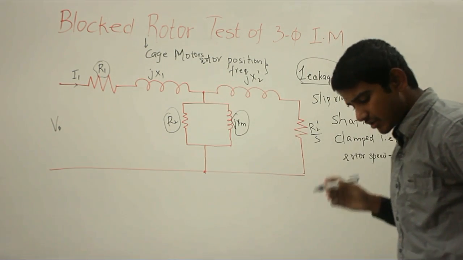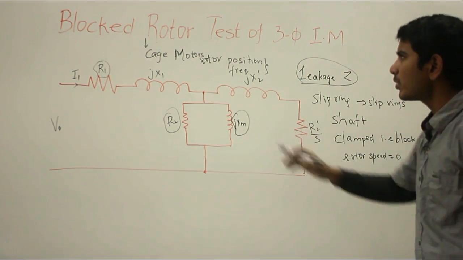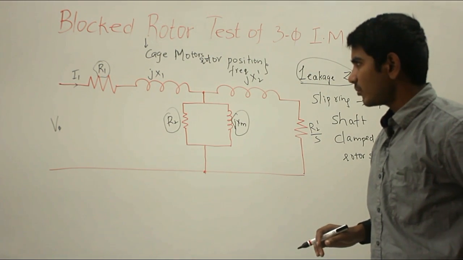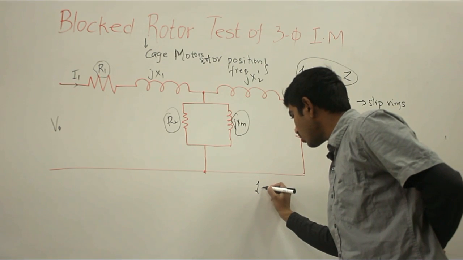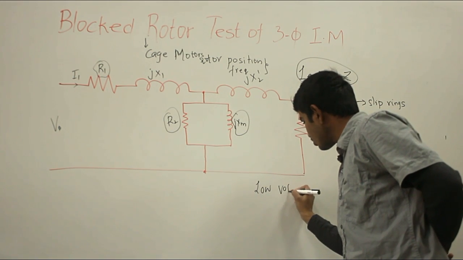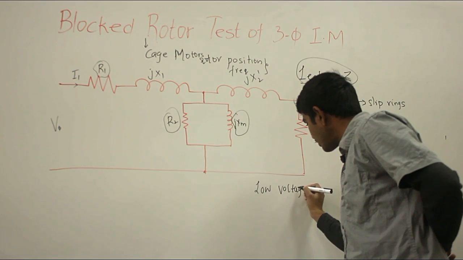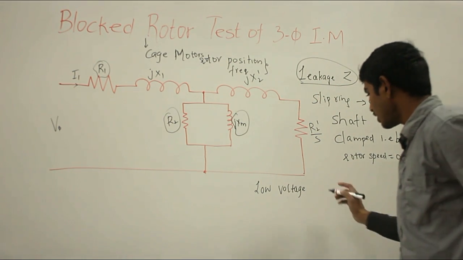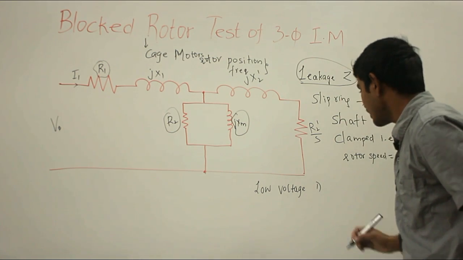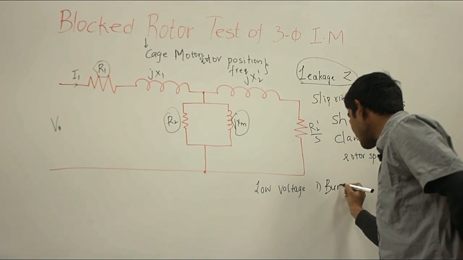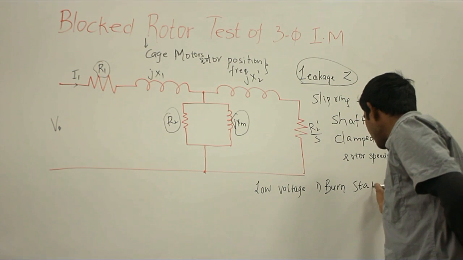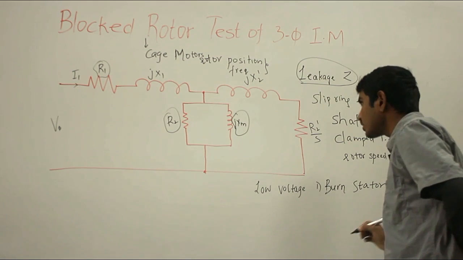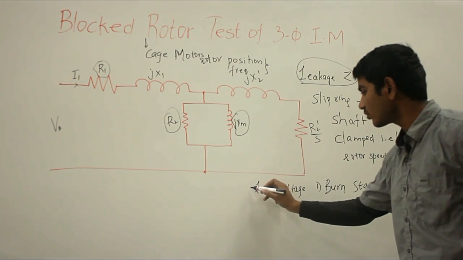When performing the block rotor test on your three-phase induction motor, it should be kept in mind that you have to apply low voltage only. We perform this test by applying only low voltage. The reason is that if you apply normal voltage, it may burn your stator windings, so normal voltage is not preferred to conduct this test. Therefore we go for low voltage.